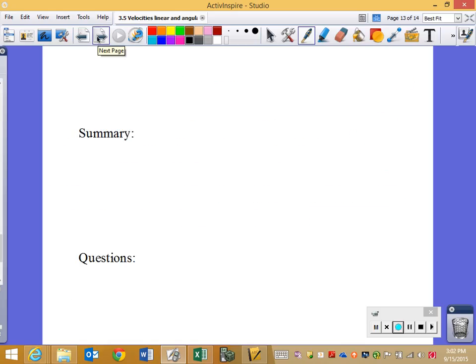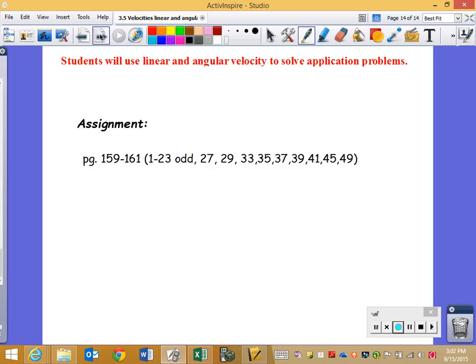All right, go ahead and write your summary and any questions you may have, and then take a look at the assignment on page 159 for tomorrow.